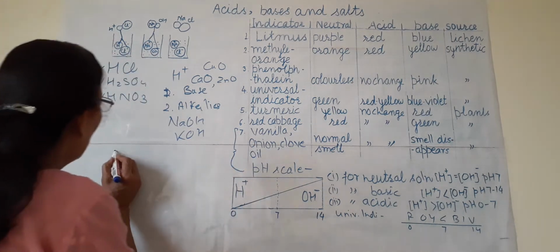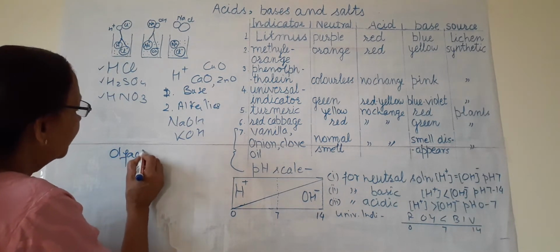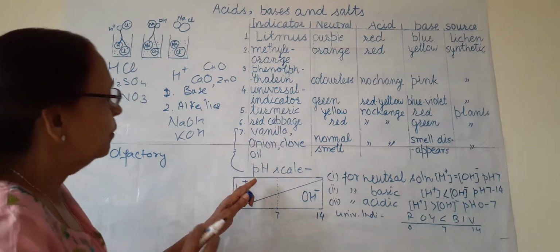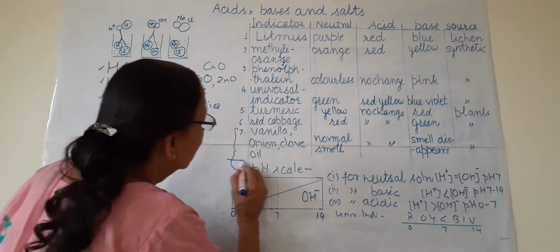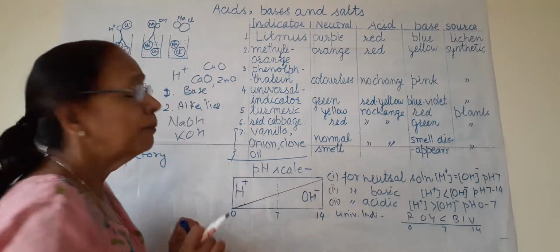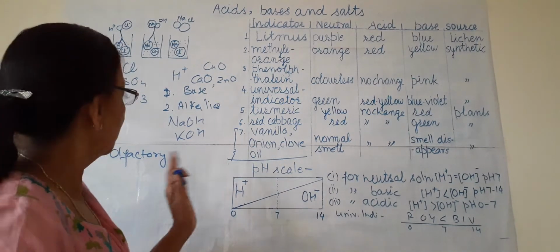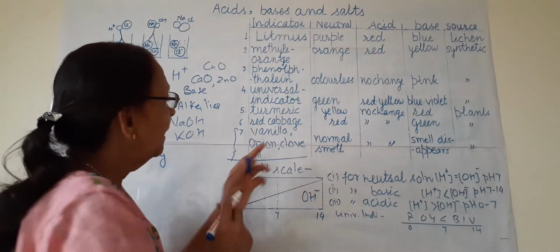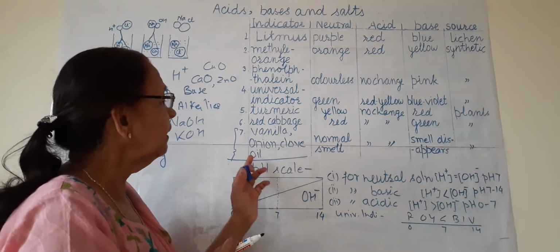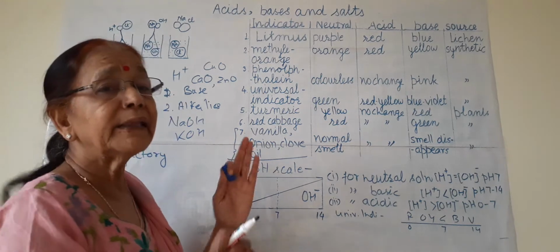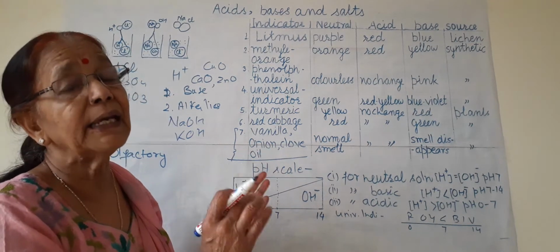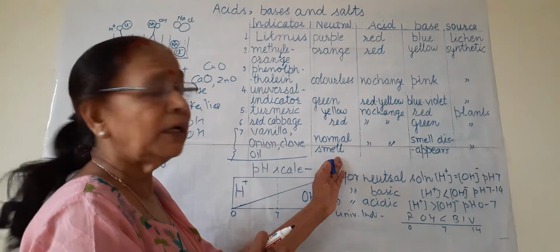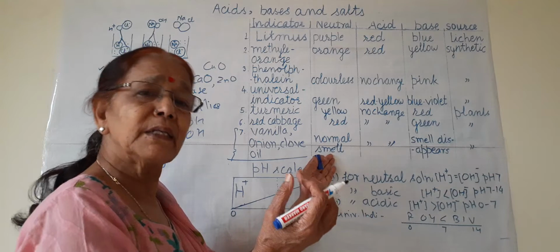One is olfactory. Olfactory means by smell. Olfactory indicators: by smell, we can say whether a compound is an acid or a base. Under olfactory, we have three: vanilla essence, then onion extract, and then clove oil. These three give different smells in acid and base. Normally, when they are neutral, no acid or base is put, their smell is normal.